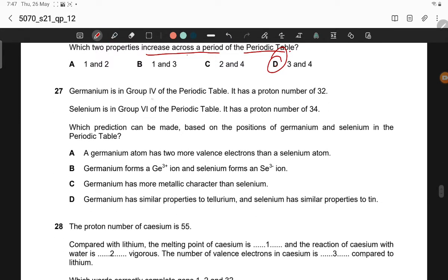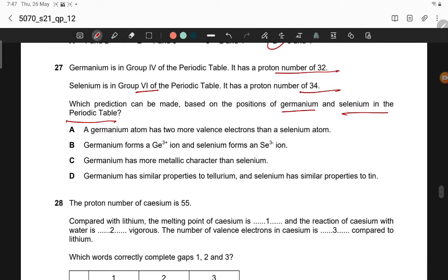Germanium is in group 4 of the periodic table. It has proton number 32. Selenium is in group 6, proton number 34. Which prediction can be made based on the position of germanium and selenium in the periodic table? Germanium atom has 2 more valence electrons than a selenium atom. No, selenium has 2 more, so this is incorrect.